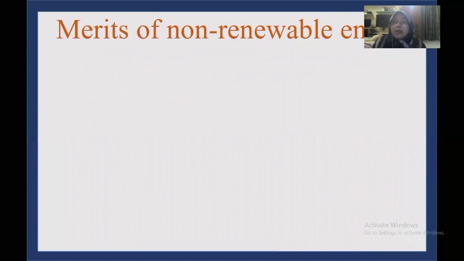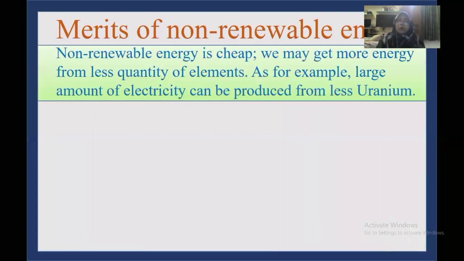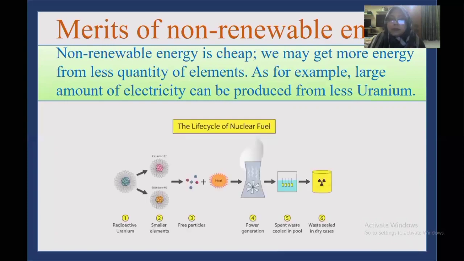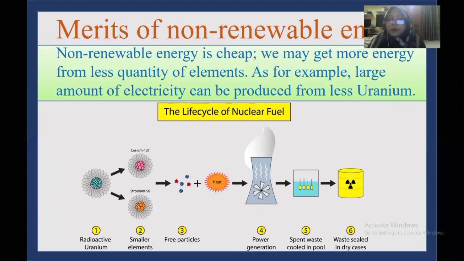Merits of non-renewable energy. Non-renewable energy is cheap. We may get more energy from a smaller quantity of elements. As for example, a large amount of electricity can be produced from less uranium. So look at the picture, the life cycle of nuclear fuel. Here, radioactive uranium breaks into smaller elements and then free particles, from where a huge amount of heat will be generated, and then the power generator. Basically, this is from where the energy will be produced, and then after that the spent fuel is cooled in a pool and stored in dry casks.